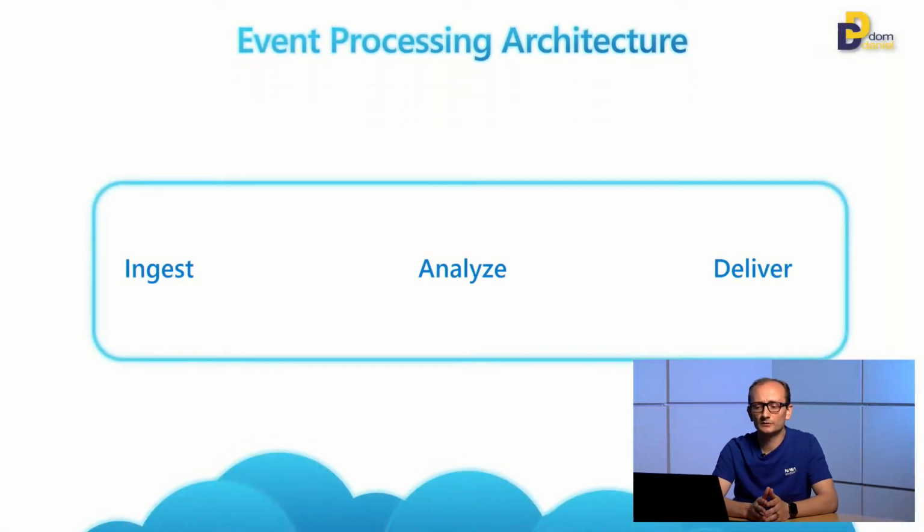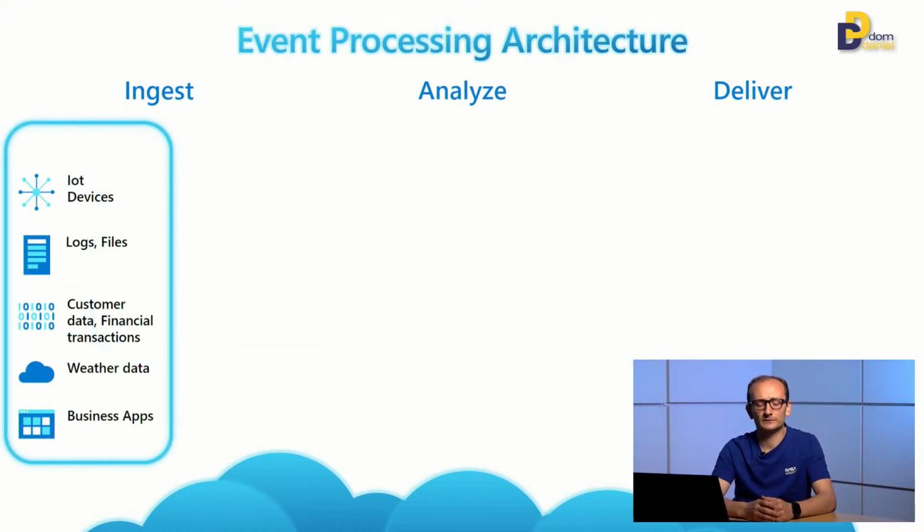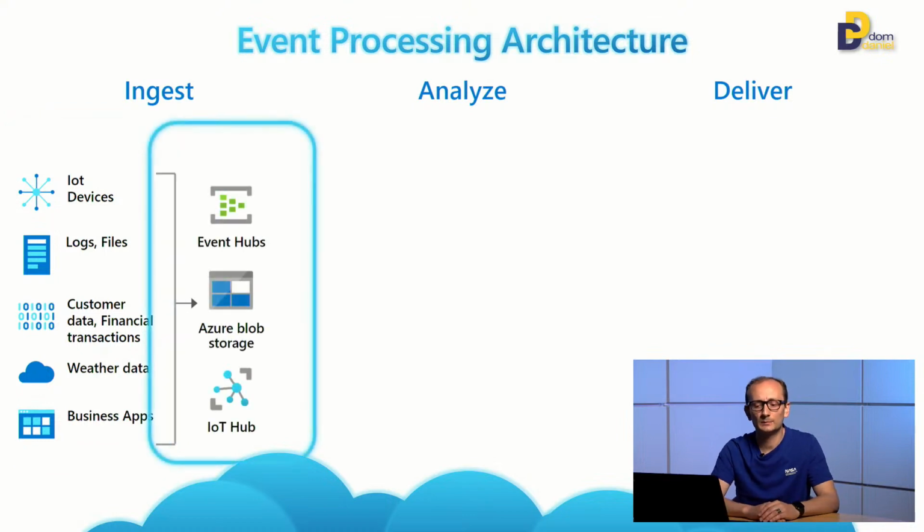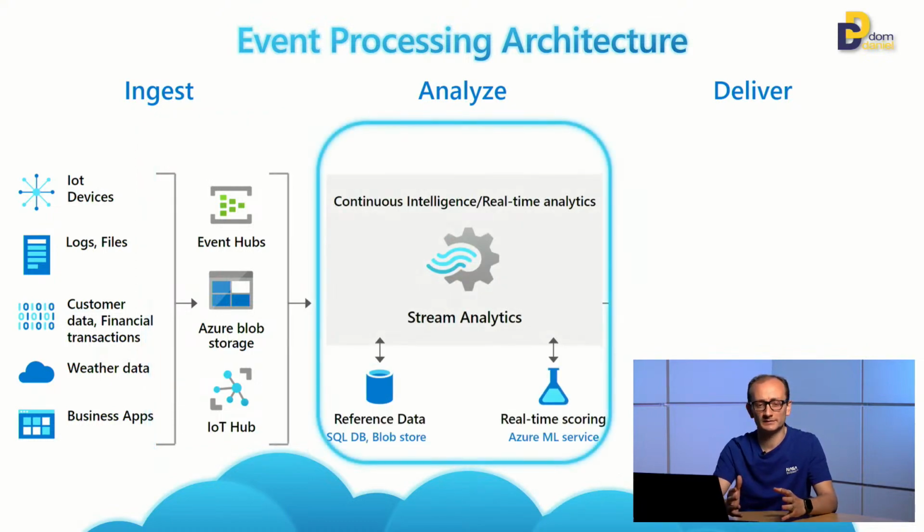Let's talk a bit about event processing architecture in the big picture. Here we need to have an ingest part, an analyze part, and of course a deliver part. For the ingest part, we have applications that make these events, for example IoT devices, log files, customer data, financial transactions, weather, business and other hubs. With the help of these services, Event Hubs, IoT Hubs, and even Microsoft Blob Storage, we can delegate to the analyze part. And all analyze parts, Stream Analytics can cover.